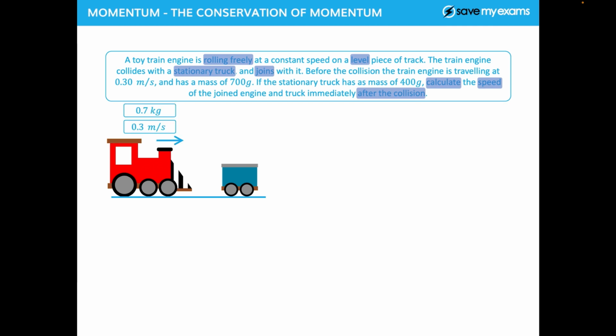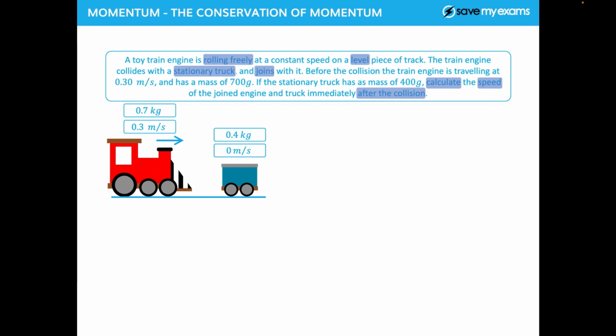They're joined together. That's very important, and I'll elaborate on that once we get into the actual calculation. To make our life a little bit simpler, I've taken the information out of the question and put it on top of the diagram that we've been given. You'll notice that I've converted the grams into kilograms. That's a standard unit when we're working with momentum. So the engine has a mass of 0.7 kilograms and a speed of 0.3 meters per second. I've put that arrow in to indicate that it's traveling in this direction. The truck has a mass of 0.4 kilograms, and we are told that it is stationary. So it has no velocity.